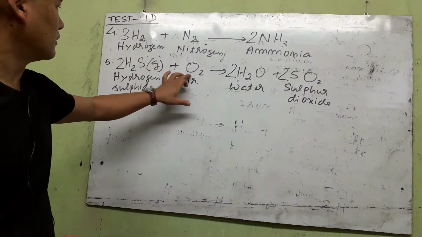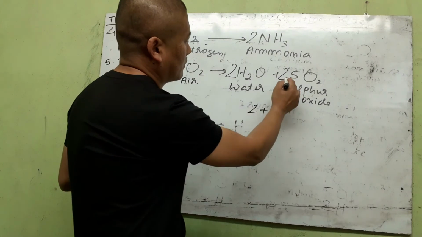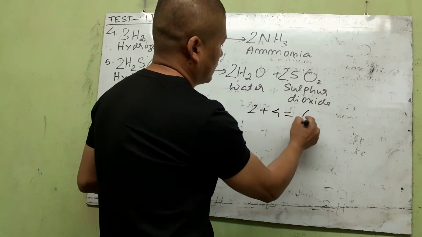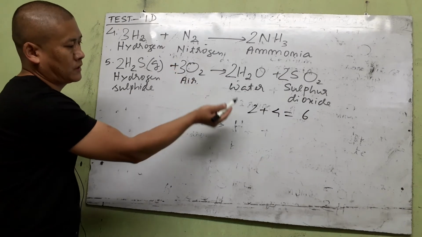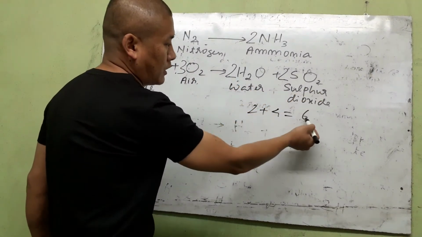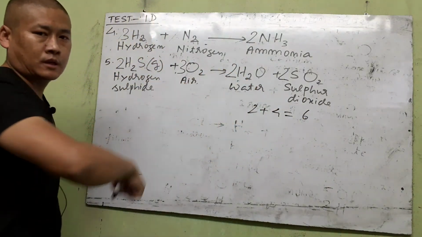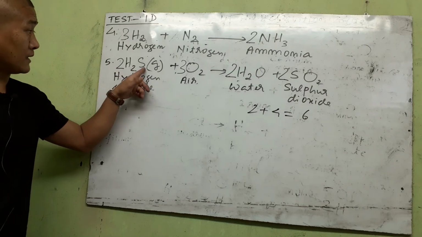Then O is left, so 2 here. Then 2 1s are 2O plus 2 2s are 4, so 6O. Only one place here, so we put 3 here, 3 2s are 6. Then the right side also 6O: 2O plus 2 2s are 4, 6O. Left side also 6. Now it's balanced.